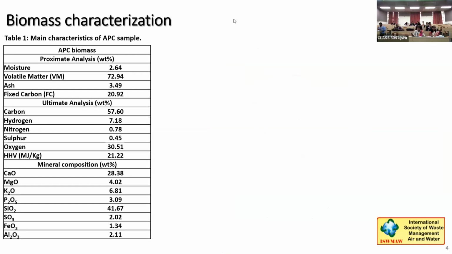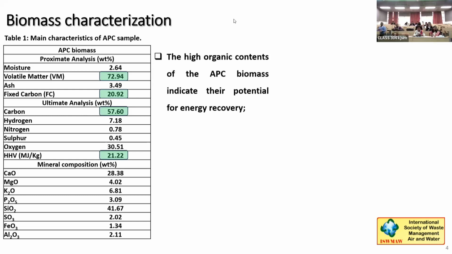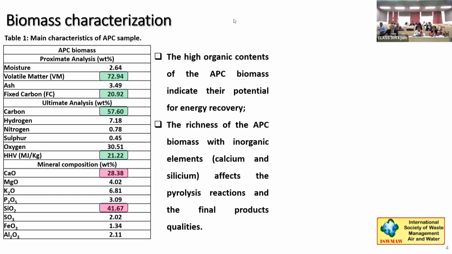Starting with the biomass characterization, from table 1, it could be seen that the Aleppo pine cone sample is rich in volatile matter, fixed carbon, and elemental carbon. Also, Aleppo pine cone has a high heating value. So the high organic content of the Aleppo pine cone biomass indicates its potential for energy recovery. It could also be seen that this biomass is rich in inorganic elements, in particular calcium and silicon, which affect the pyrolysis reactions and the final biochar qualities.